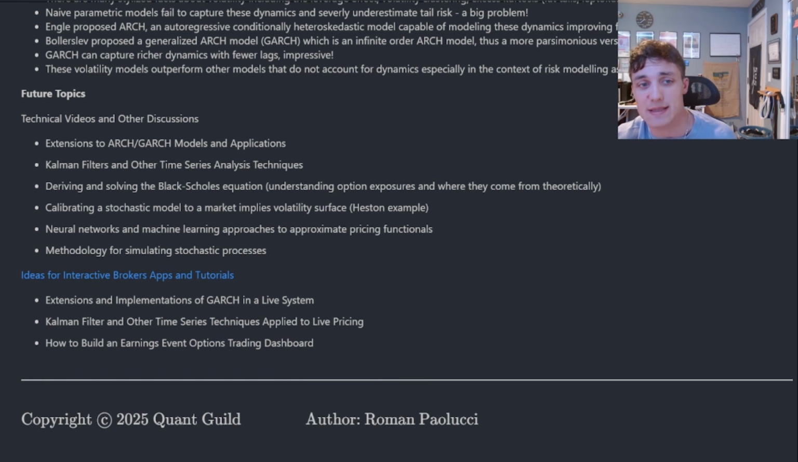Some future topics, things I'd like to talk about. This list does just keep getting longer and longer. I kind of love it. Some extensions maybe to ARCH and GARCH models and applications. We really didn't talk about a lot of the literature, valid metrics. We didn't talk about QLIKE.